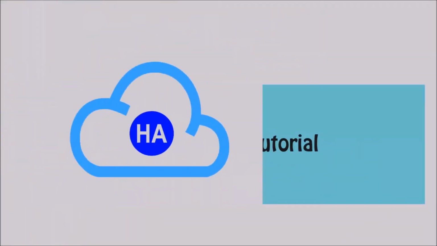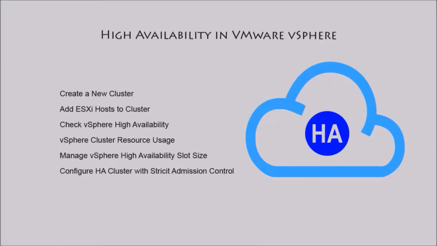In this video we are going to look at high availability in vSphere. We create a new cluster, add ESXi hosts to that cluster, then check the vSphere high availability, vSphere cluster resource usage, manage vSphere high availability slots, and configure an HA cluster with strict admission control.